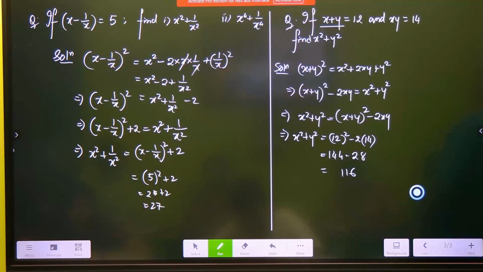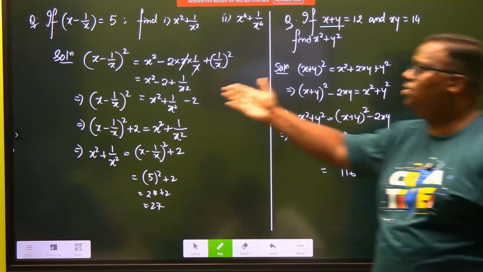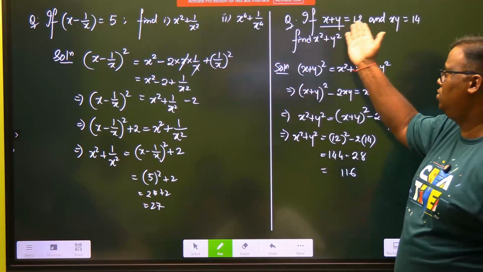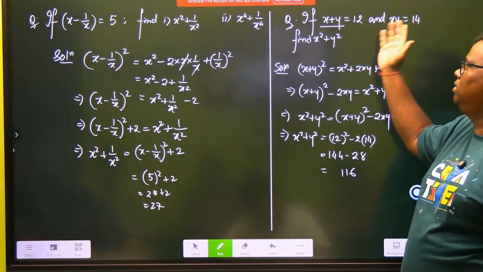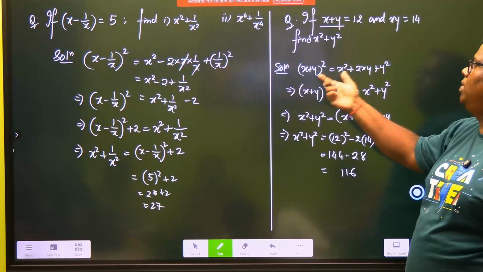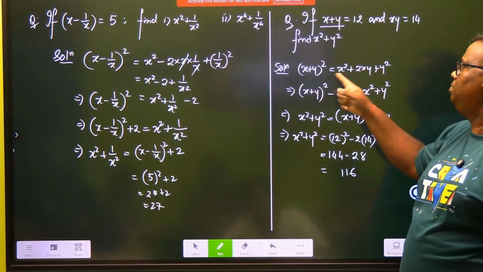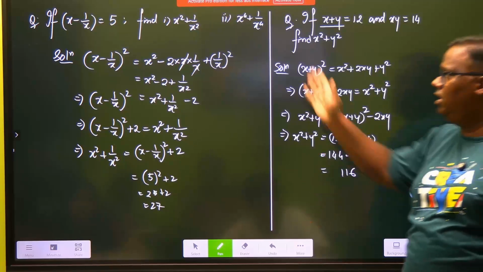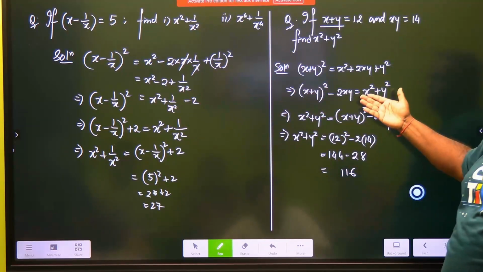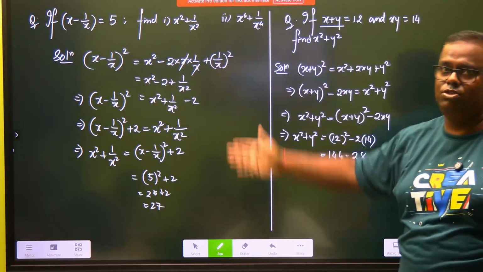Which one you didn't understand? This one. This is the same as this one. x plus y is given to you and xy is given to you. So you first process the square of it, because you have to get these two. These two can come out from the square of this. So we process the square of this. If you have understood the previous one, there is no question you cannot understand. This is a simpler one than the previous one.